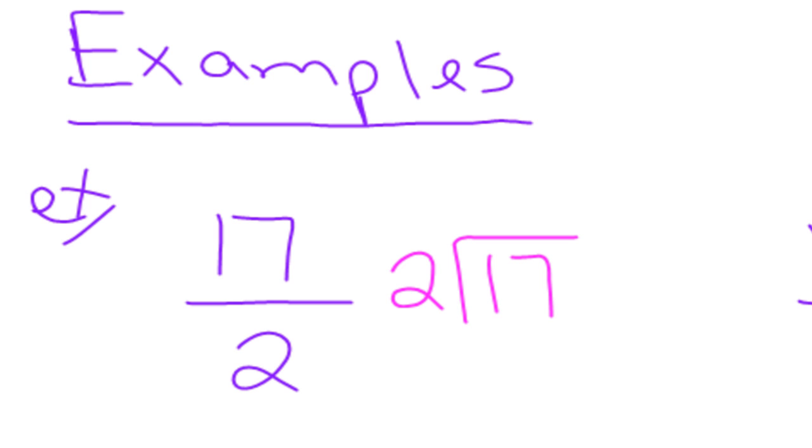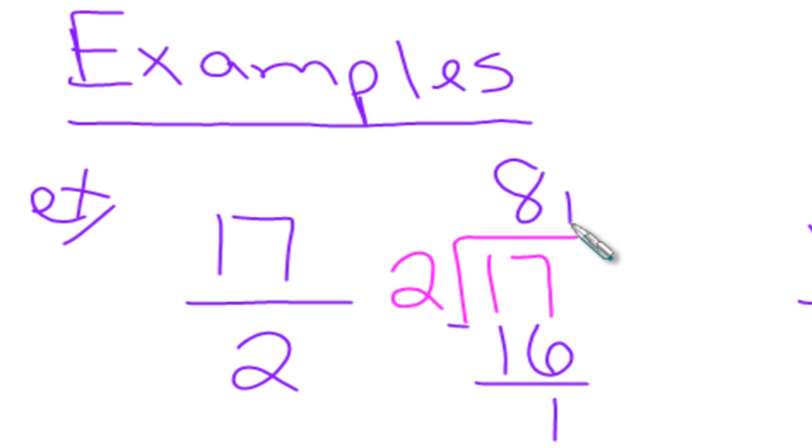We need to divide this and write our answer with a remainder. How many times does 2 go into 17? 8. What's 8 times 2? 16. Subtract? 1. I don't have any other numbers to bring down, so I write my answer as 8, remainder 1. Is everybody okay with that part? So then we can go through.